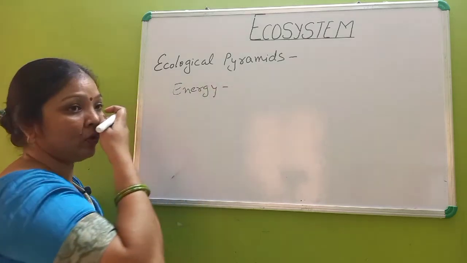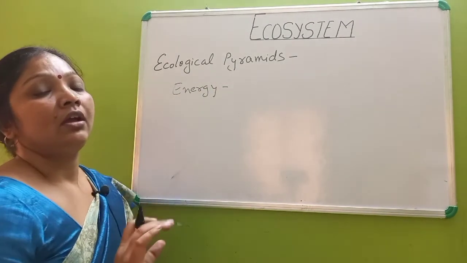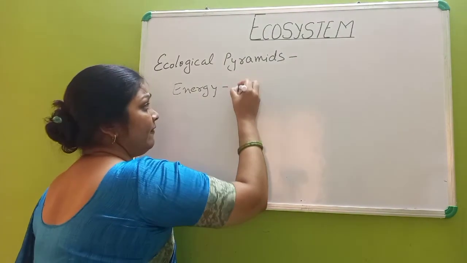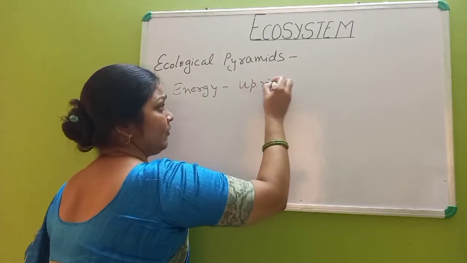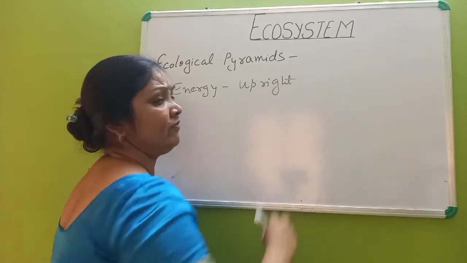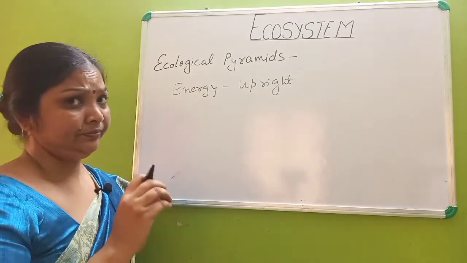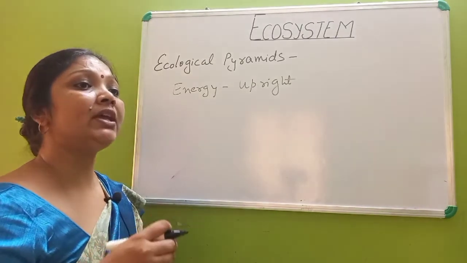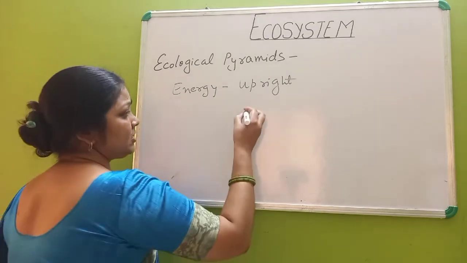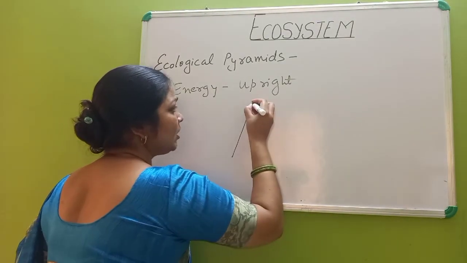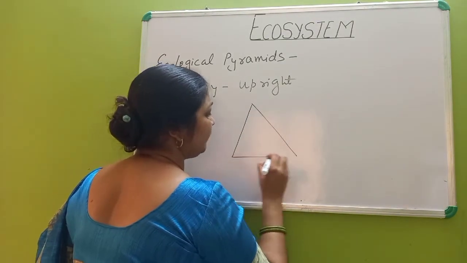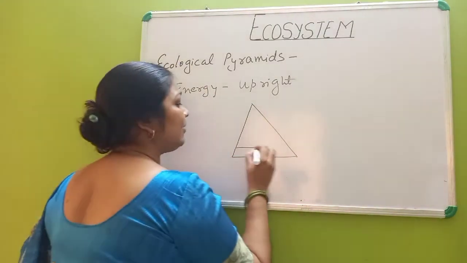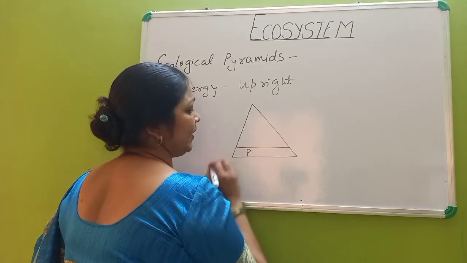So we all know that energy flows in one direction, and this pyramid is always upright, whether it is of grassland, terrestrial, or ocean. It is always upright, because according to energy, this will be the shape of the pyramid. At the basic level, there will always be the producer.